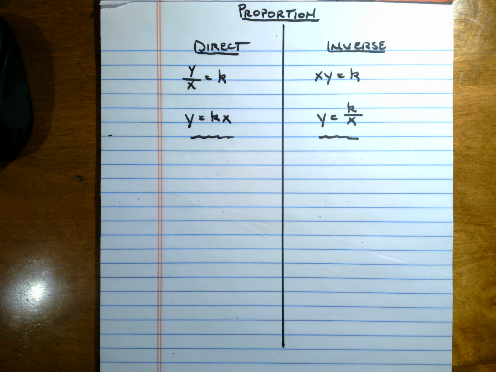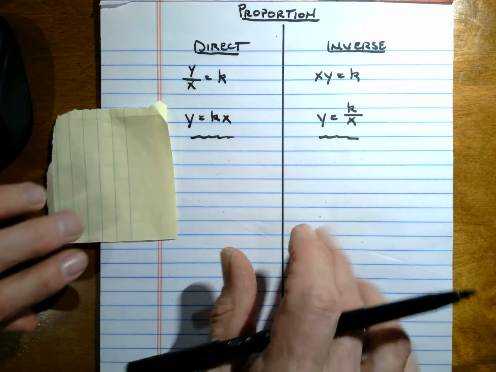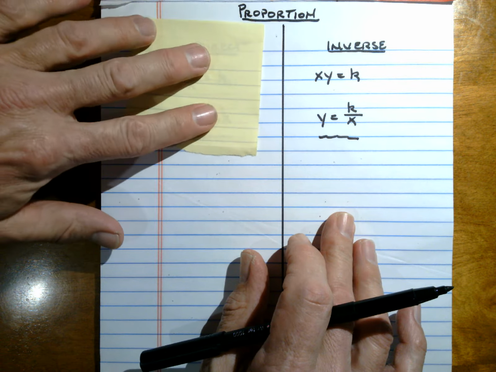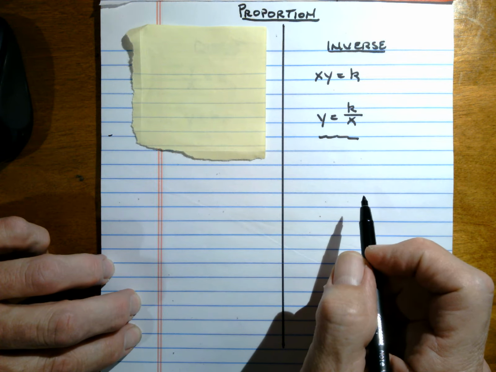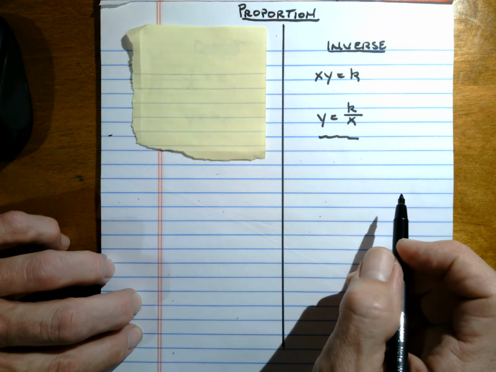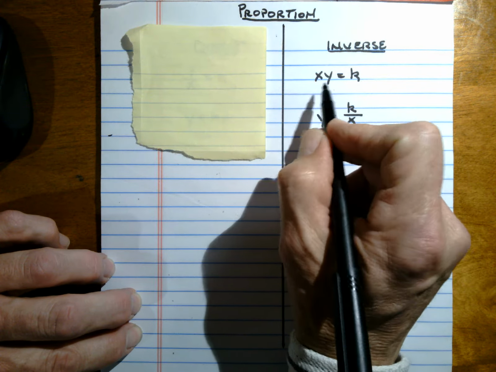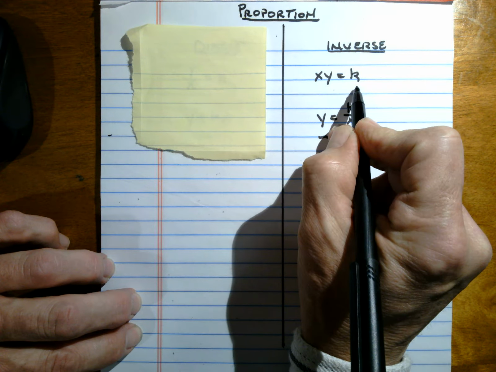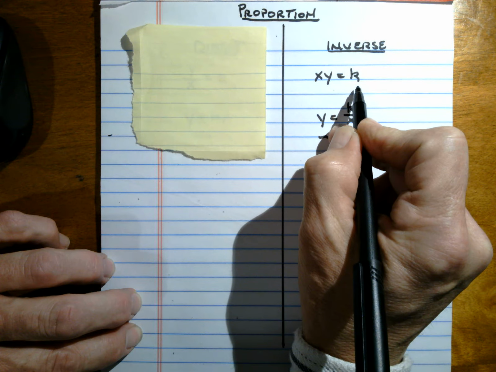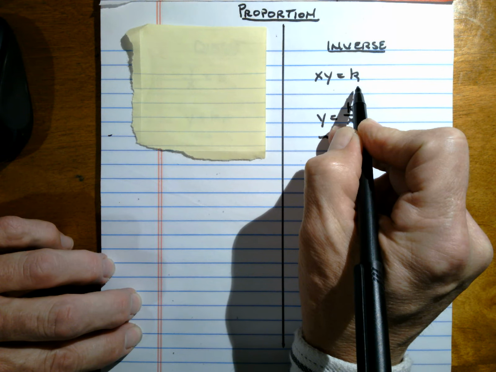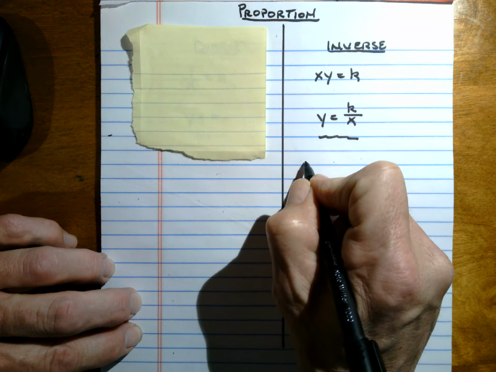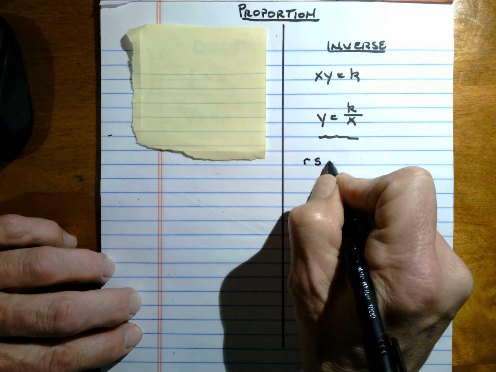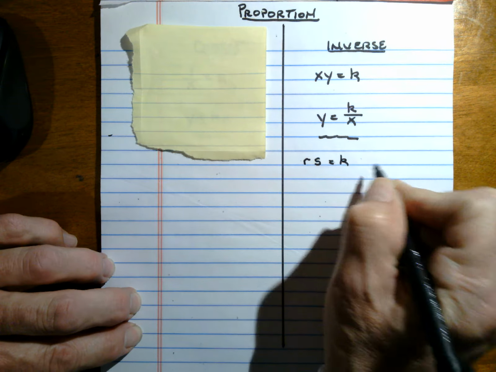It says that R is inversely proportional to S. So as soon as I see that, I know I'm dealing with an inverse proportion. So now I know I have two variables, no matter what letters they use, that when they are multiplied together, they will always result in the same number. And for number 10, it says R is inversely proportional to S. So I am going to write R times S, therefore, is always equal to the same number.